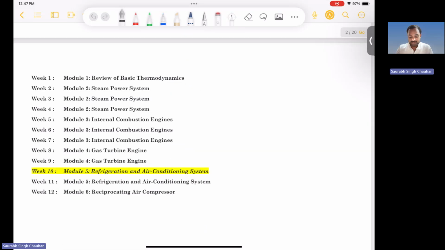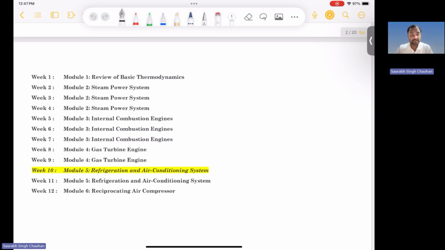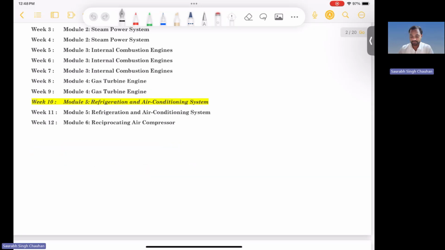In today's session, we will discuss refrigeration and air conditioning systems. We will try to solve some problems, which I hope will be helpful for you in clarifying any doubts if you have any, and it will be helpful for solving your assignment problems.